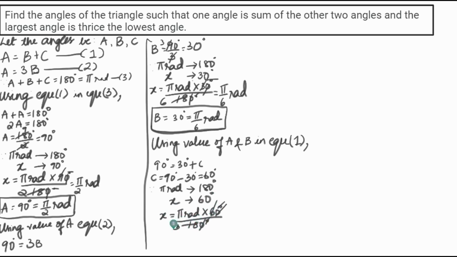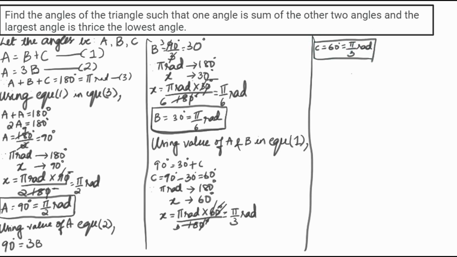So we get 60 degrees as pi by 3 radians. So our last angle C is equal to 60 degrees, which in radians is pi by 3. So we have found all three angles of the triangle, which satisfy the given requirements. The first requirement is that angle A is the sum of the other two angles, B plus C. B is 30 degrees and C is 60 degrees.